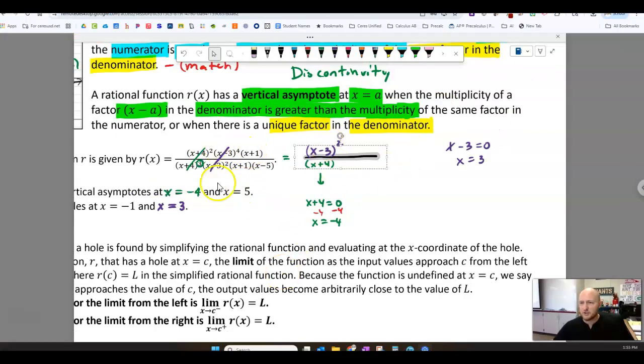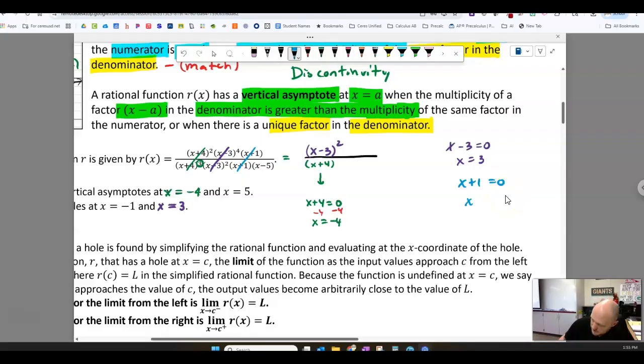We looked at factors that were shared in the numerator and the denominator. What about factors that are only shared once, that don't survive? Here, you see how we have a shared factor x plus 1? That's going to be a hole. If the multiplicity, the count on the factor, is the same or bigger in the numerator, it's going to be a hole. So this is x equals negative 1.